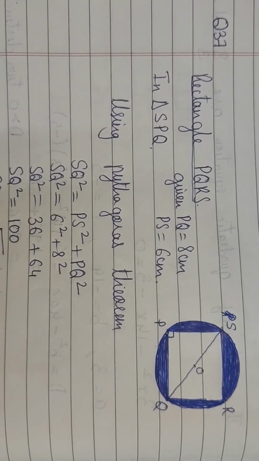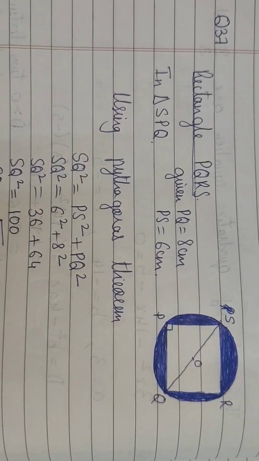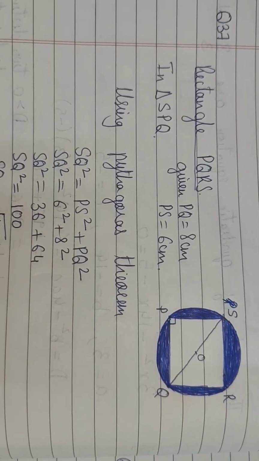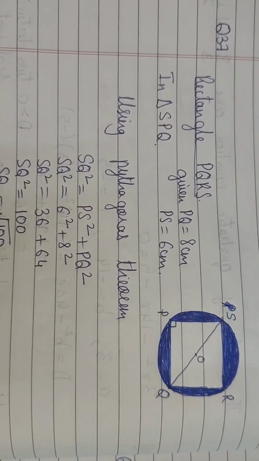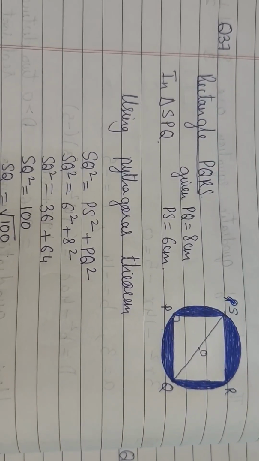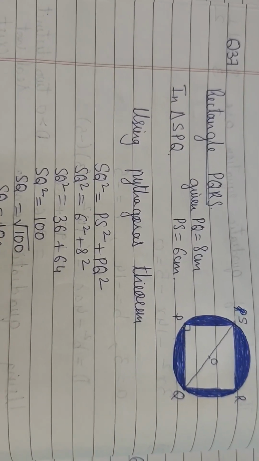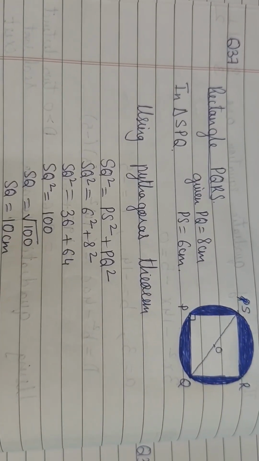So rectangle PQRS, given PQ is equal to 8 cm, PS is equal to 6 cm. For a rectangle, the corner angle will be what? Right angle. So I will use what? Pythagoras theorem. For which triangle? Triangle SPQ. SQ will be the hypotenuse side.